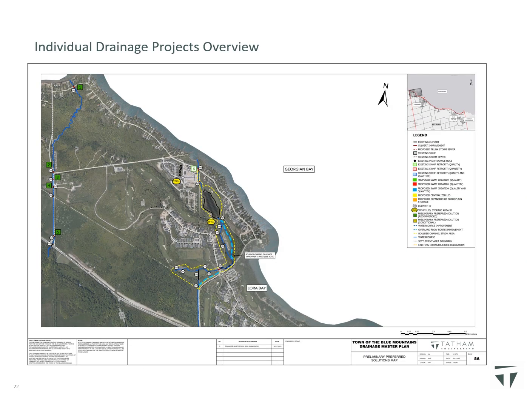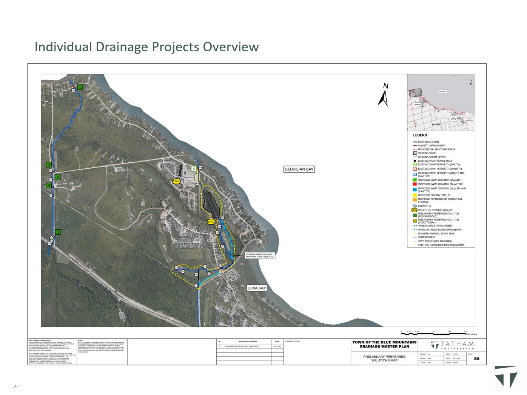The individual drainage projects recommended as part of the preliminary preferred solution are illustrated on the preliminary preferred solution maps shown on the following slides. The preliminary preferred solution maps are available on the project webpage for viewing.